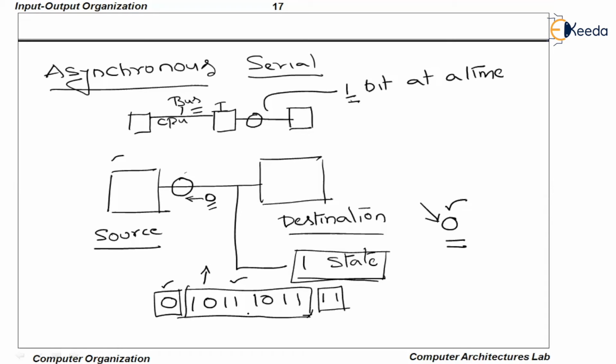Now this byte needs to be transferred. What is the packaging digit? A 0 in the beginning. It's a starting bit. The moment 0 has been sent and received by the destination, the destination will be ready to receive the data. What is the data? This byte.